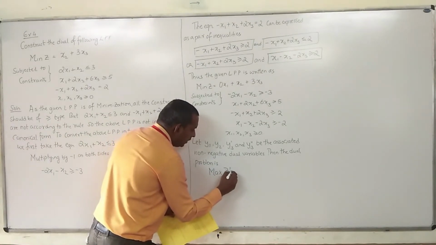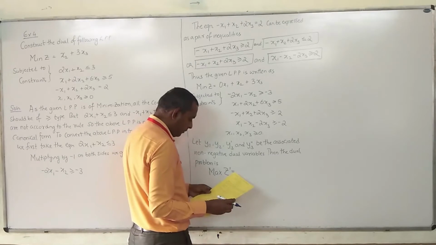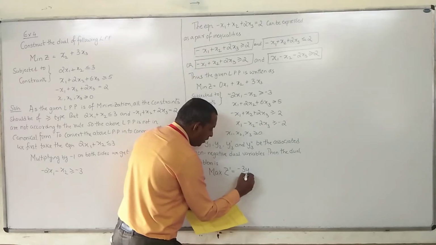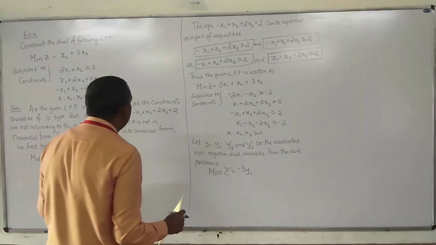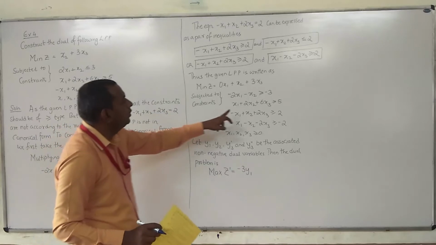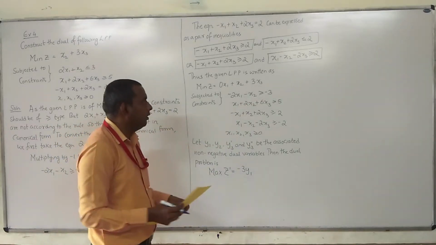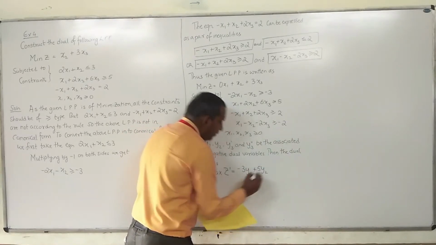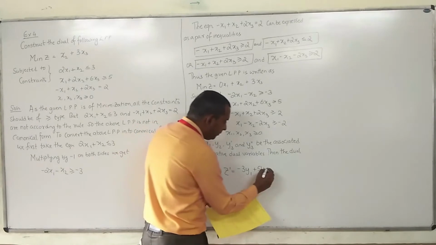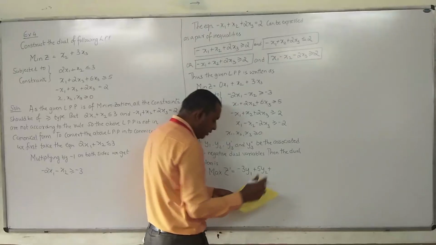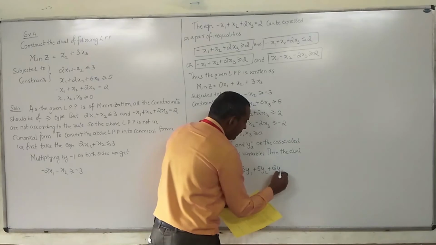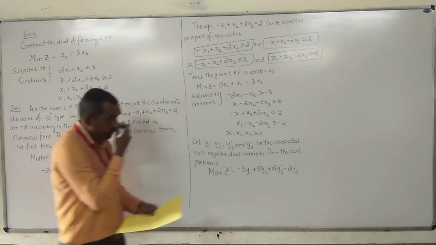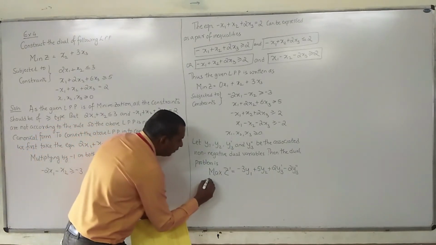Max z dash is equal to minus 3y1. So why is it minus 3y1? Because minus 3y1 plus 5y2 plus, what? It is 2y3 dash minus 2y3 double dash. Fine.